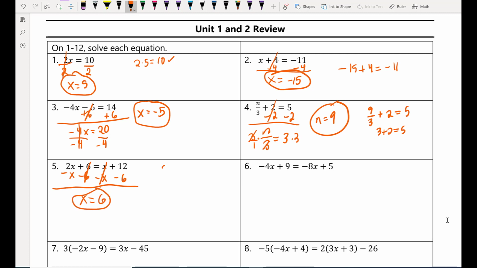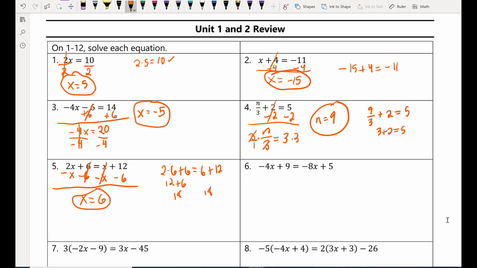Now when we plug this in to check, you do have to make sure that you plug it in on both sides. So 2 times 6 is 12, 12 plus 6 is 18, 6 plus 12 is 18, so we got it, x equals 6.